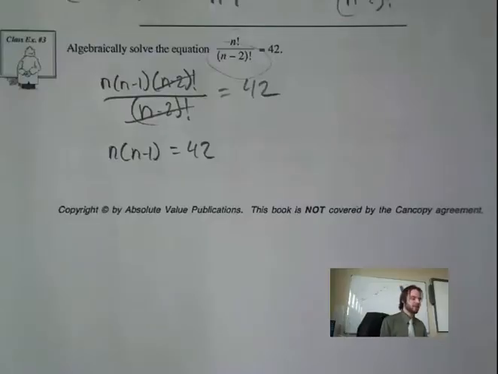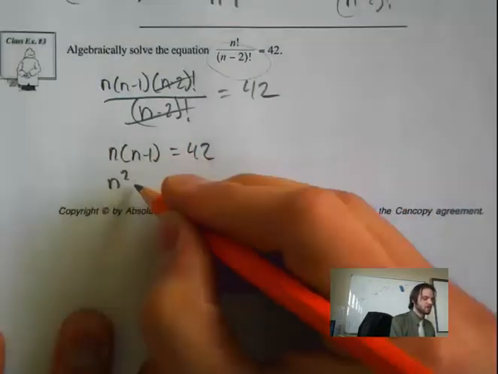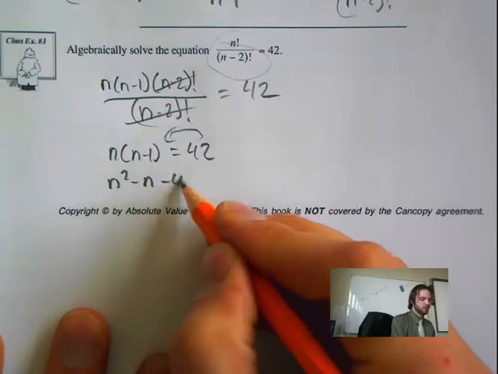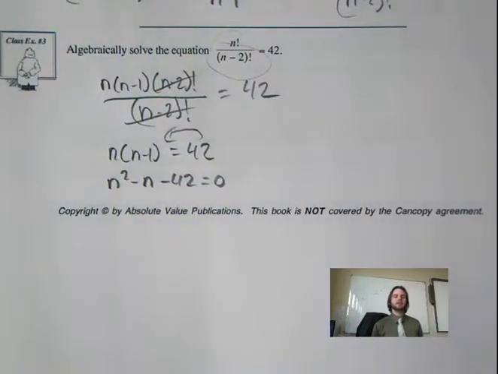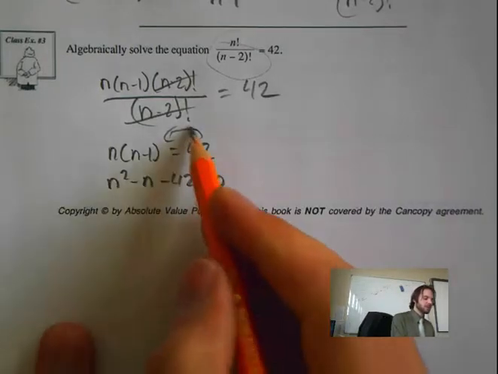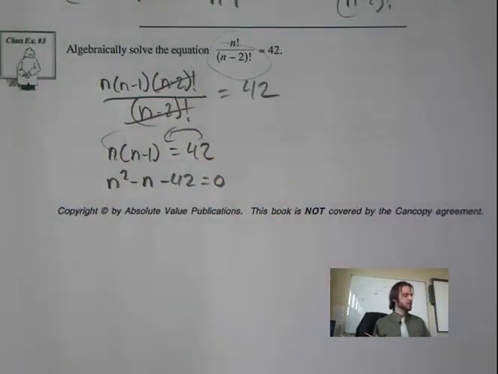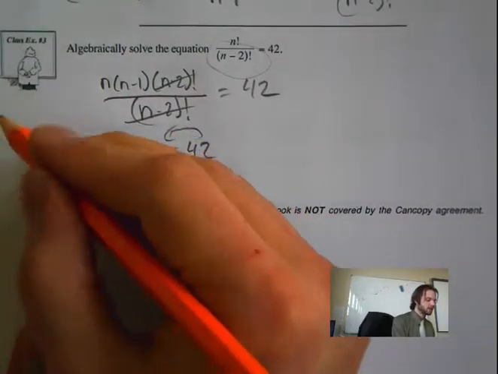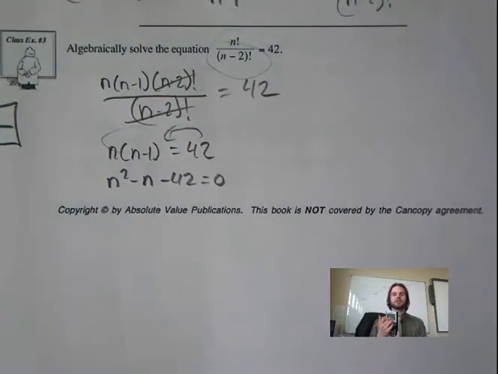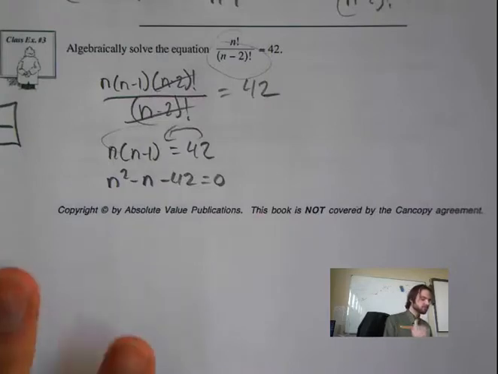Now I could expand this out, so I'm going to get n squared minus n, and I'm going to move this 42 over there, so I get subtract 42 is equal to 0. Now this is nice here. It's just a quadratic, make it equal to 0. Now we use our box method to factor, or you could use your trusted calculator, graph it, and find your zeros, or your x-intercepts.